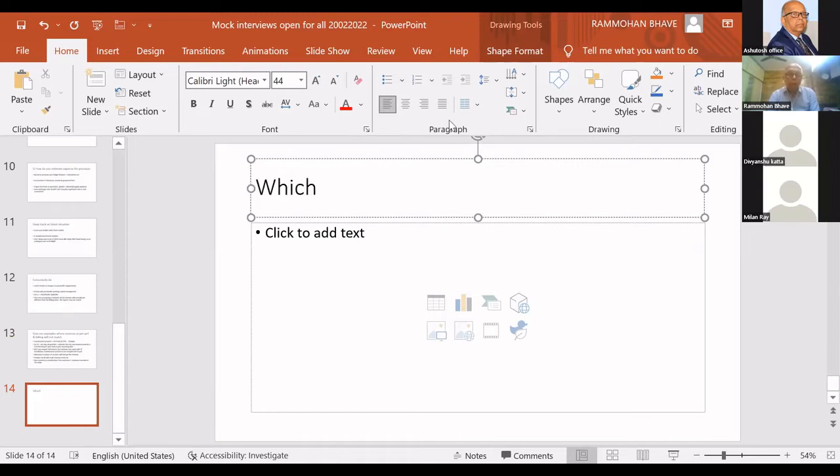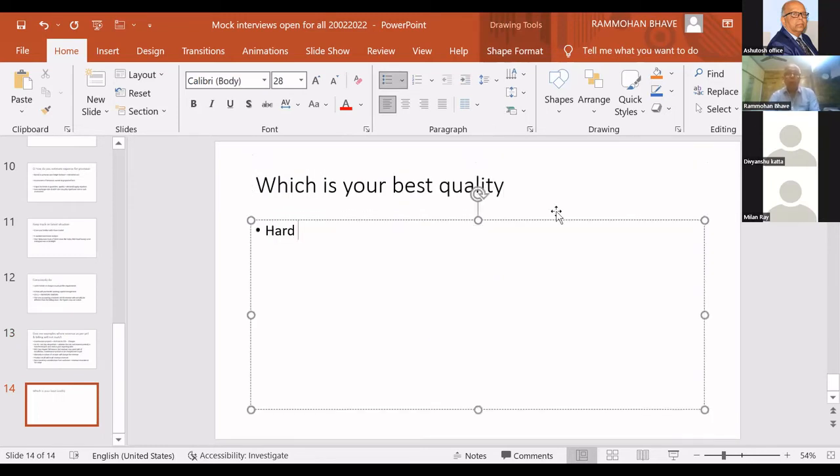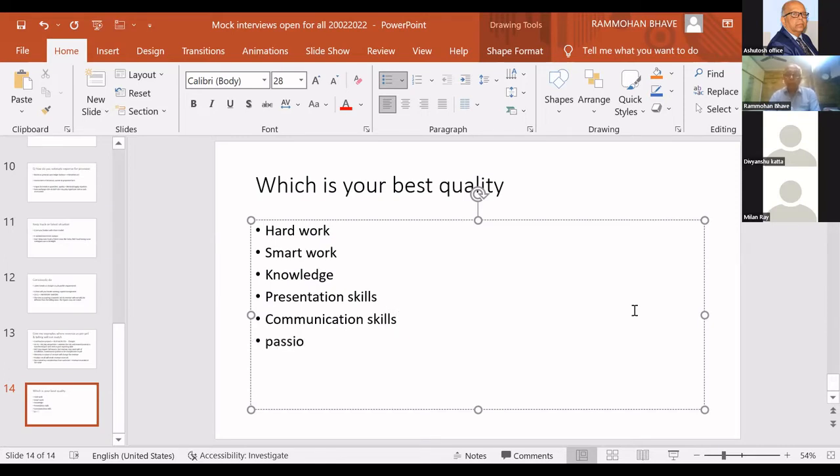Which is your best quality? Hard work, smart work, then presentation skills, communication skills, knowledge, and then passion, attitude, sincerity, analytical skills.